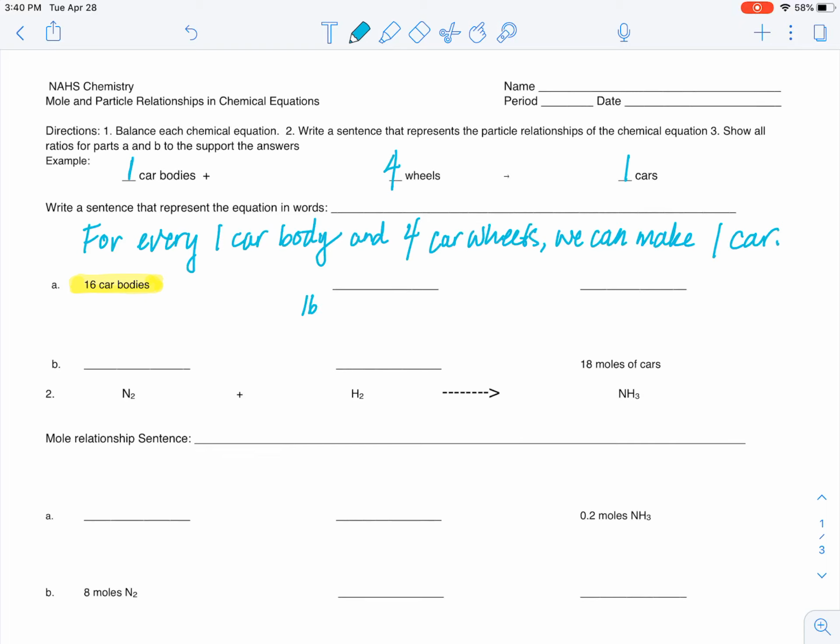And then I'm going to use ratios to compare the given to the number of wheels or the number of cars. So we know, according to our balanced chemical equation, that for every 1 car body, we need 4 wheels. So I'm going to go ahead and write that as a ratio, where in this case, the 4 wheels are the numerator.